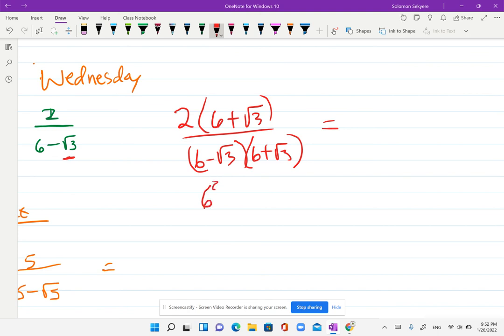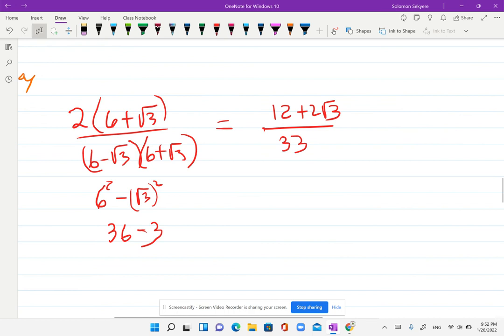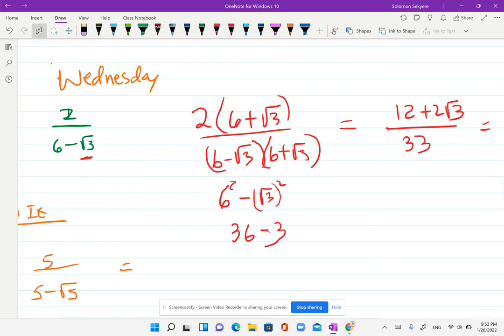This is the same as 6 squared minus root 3 squared. Difference of two squares. What is that? This is 36. What is root 3 squared? It is 3. Root 3 squared is 3, not 9. So this whole bottom here is 33. And the top is 2 times 6 is 12 plus 2 root 3. And that is your answer. And again, I can split this up to be 12 over 33 plus 2 root 3 over 33. Same thing. Okay? So try that.